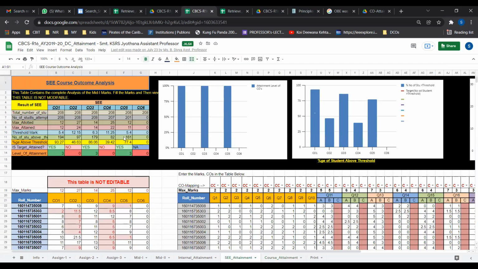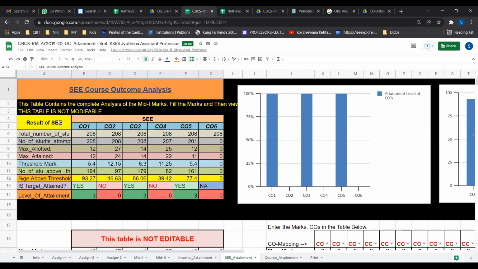Okay, and in this sheet there is this table here, the analysis table, and that is what I need. Just zoom in. So if you see in this analysis table, CO4, okay, why it didn't achieve? Actually, 204 members have written the exam, and out of that, 207 members attempted this question.